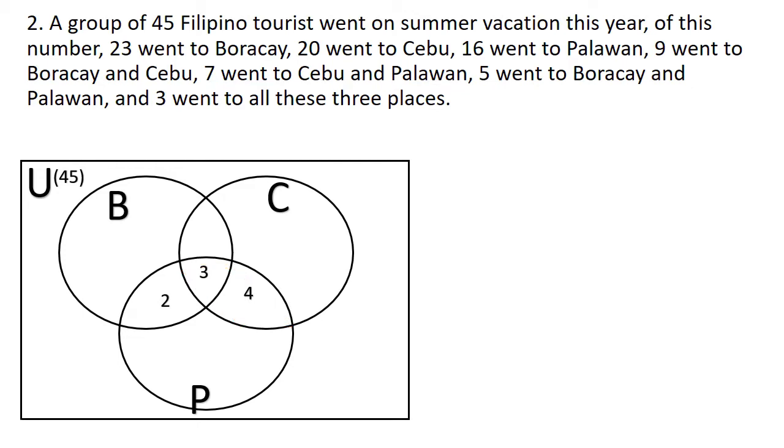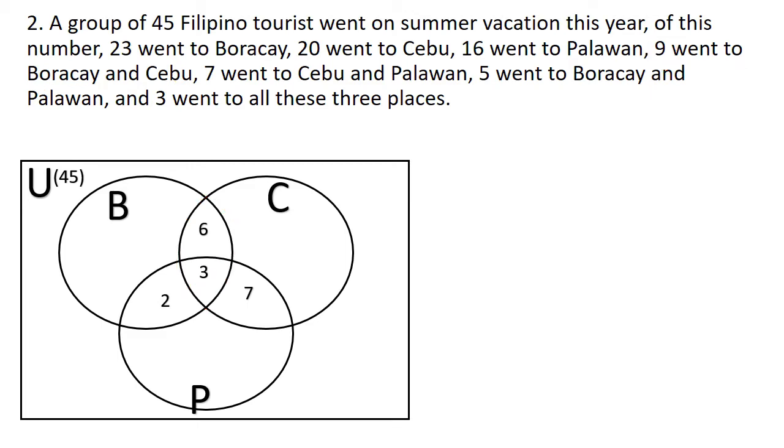Next is we have here 9 went to Boracay and Cebu. So this is the intersection for Boracay and Cebu. So we have 9, and then we are going to subtract this intersection. That is why we only have 6 tourists that visited Boracay and Cebu, but not Palawan.